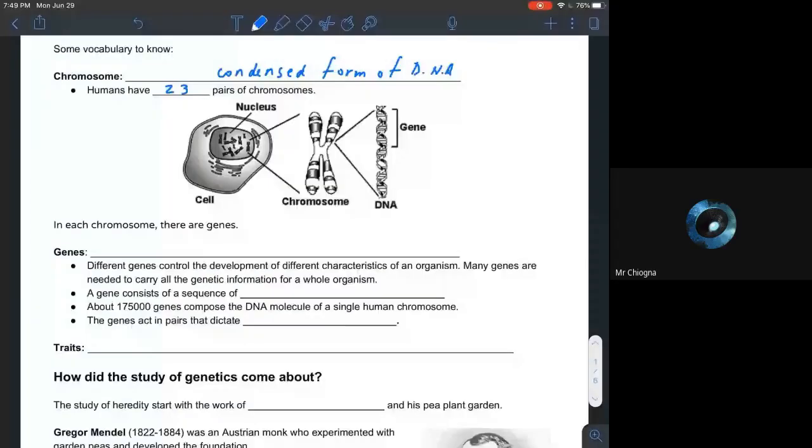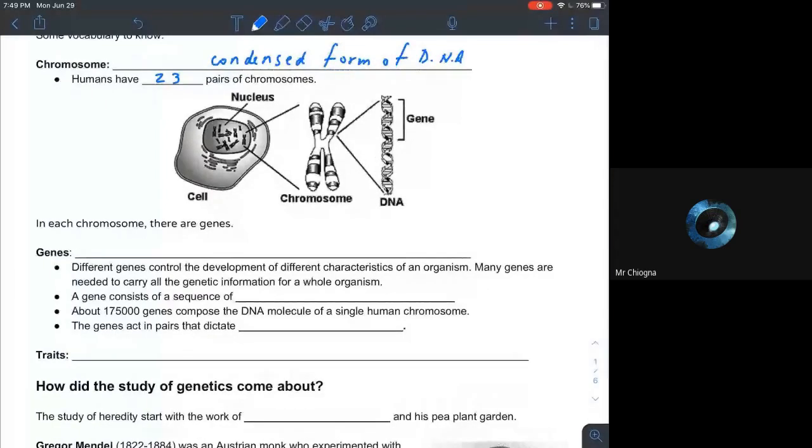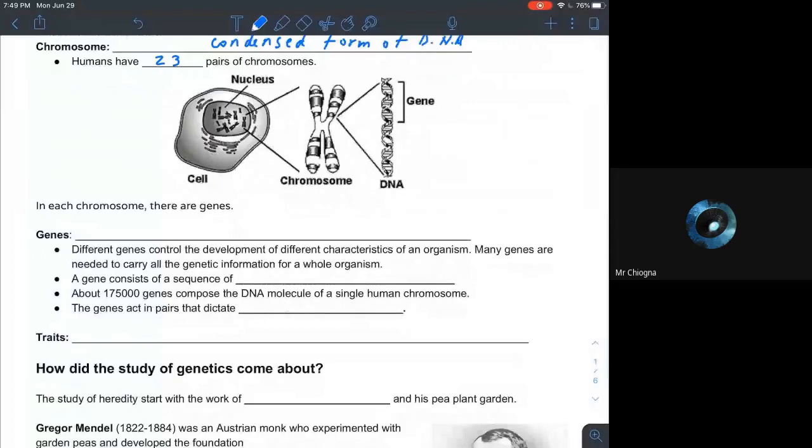And what are the genes? The genes are just portions or part of the DNA. So that would be a gene there, that's a gene there, that's a gene there. So there are sections of the DNA which are the codes for a particular protein.